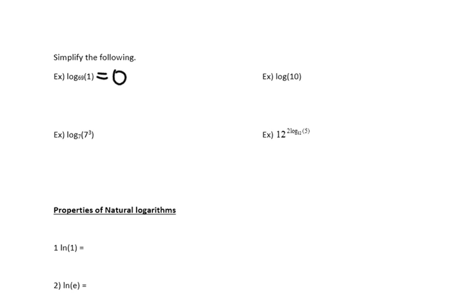Okay, common log of 10. Remember, that's the same thing as log base 10 of 10. That's very similar to property 1, where log base a of a is equal to 1. So the common log of 10 is 1. All right, log base 7 of 7 cubed. That's very, very similar to the 3rd property, where log base a of a to the x is equal to x. So in this case, it's 3.